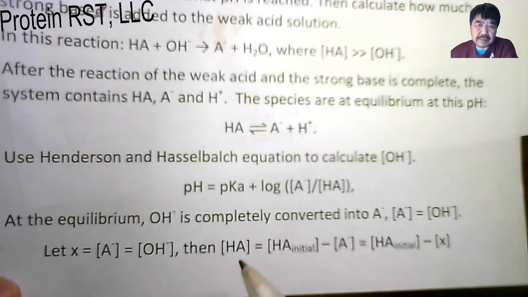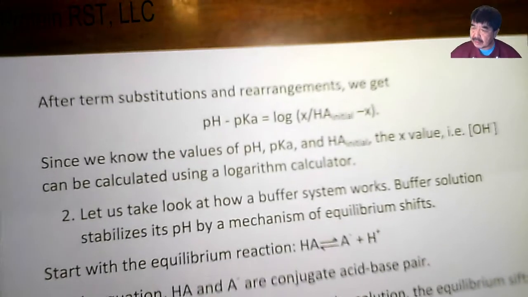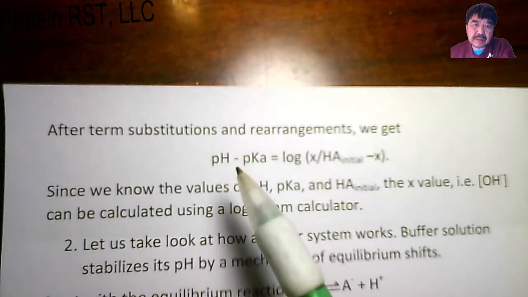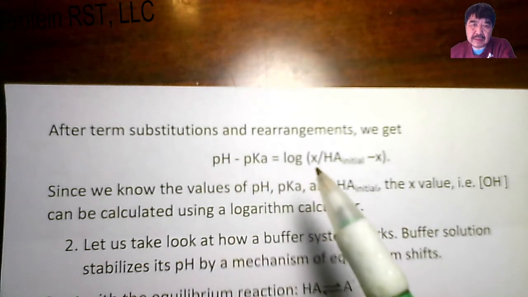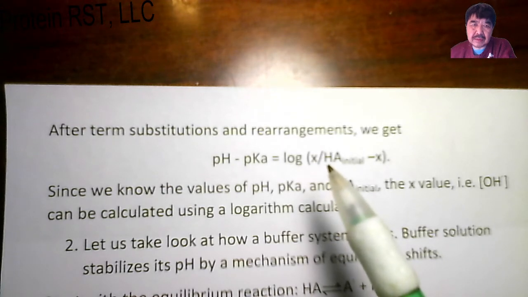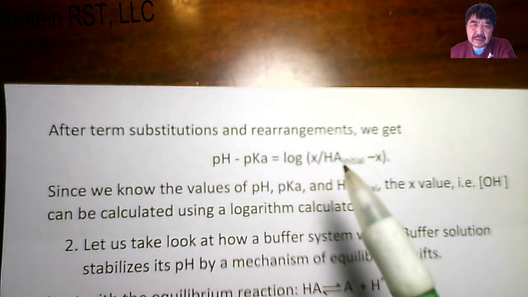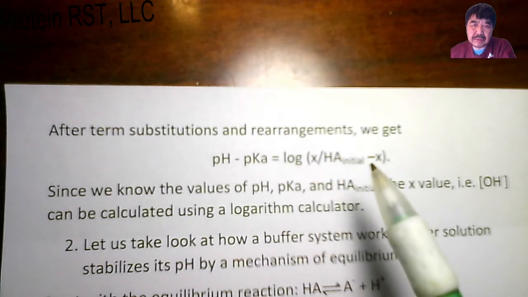Then the concentration of weak acid at the equilibrium equals the initial concentration of acid minus the concentration of acid radical, which equals the concentration of initial weak acid minus X. After substitution and rearrangement, we get this equation: pH minus pKa equals log X over the concentration of HA, the weak acid initial, minus X.